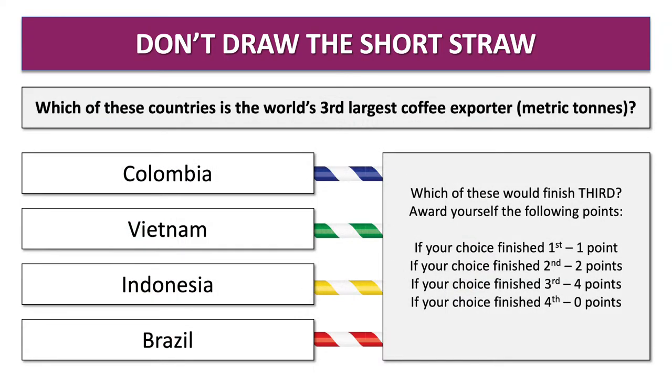Which of these countries is the world's third largest coffee exporter, measured in metric tons, of course? So which of these would finish third in terms of a ranking of the world's biggest coffee exporters? And the four countries we choose from are Colombia, Vietnam, Indonesia, and Brazil, which would be a pretty fearsome FIFA qualifying group. In fact, these are all major coffee producing countries. What do we reckon here? Can you type your answer into the chat window, please? Which is the third largest coffee exporter to get 4 points? Let's see if anybody in this wonderful group, Team Economics, can come out with 8 points.